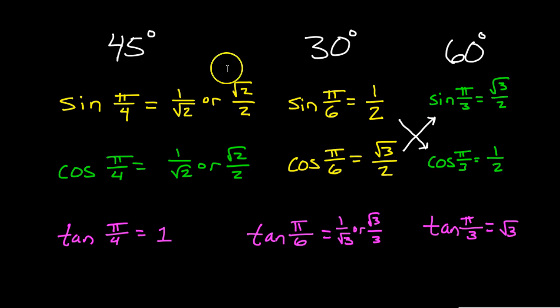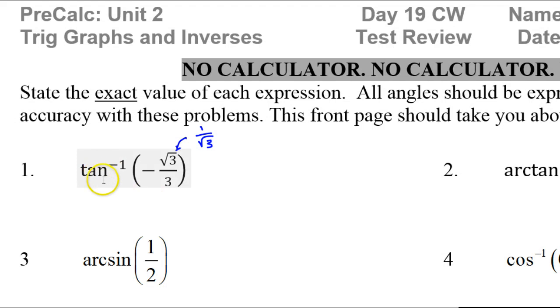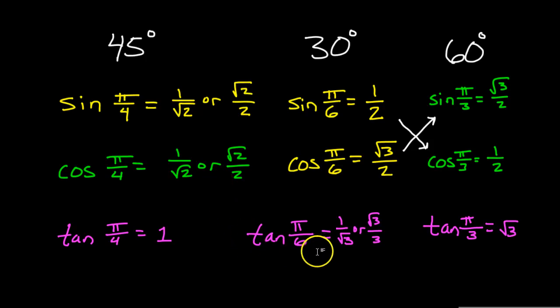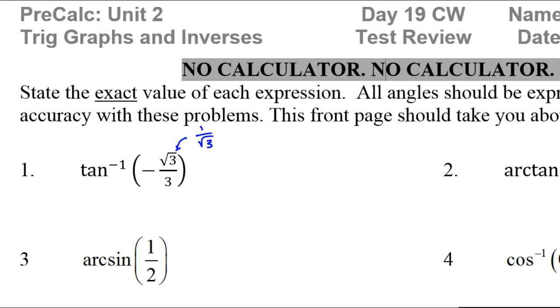Let's remember all of the values that we have memorized. So when I ask you what angle has a tangent of 1 over radical 3, you should be thinking pi over 6, because tangent of pi over 6 is 1 over radical 3. Now that is not necessarily going to be the answer, but that will definitely be the reference angle. So far I know that the reference angle is pi over 6.